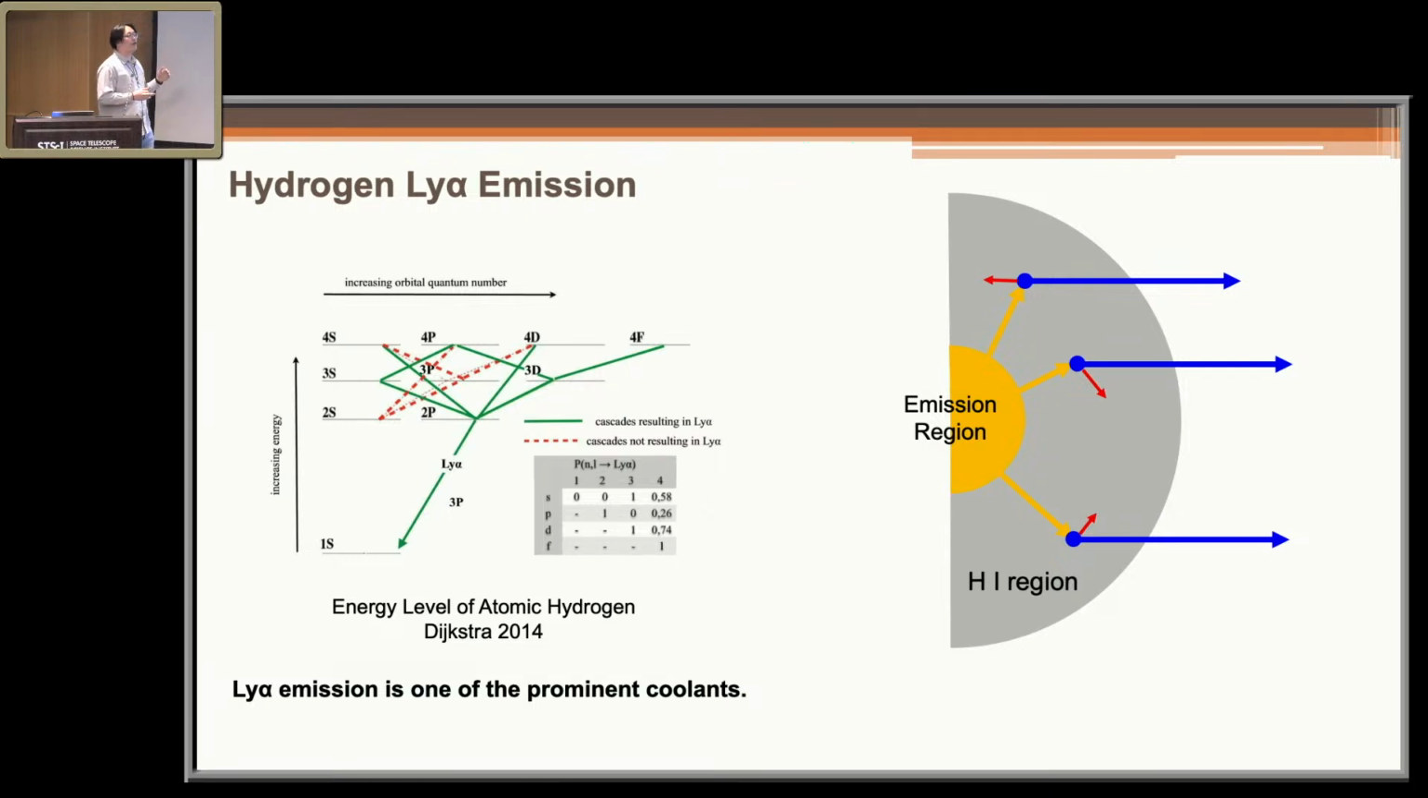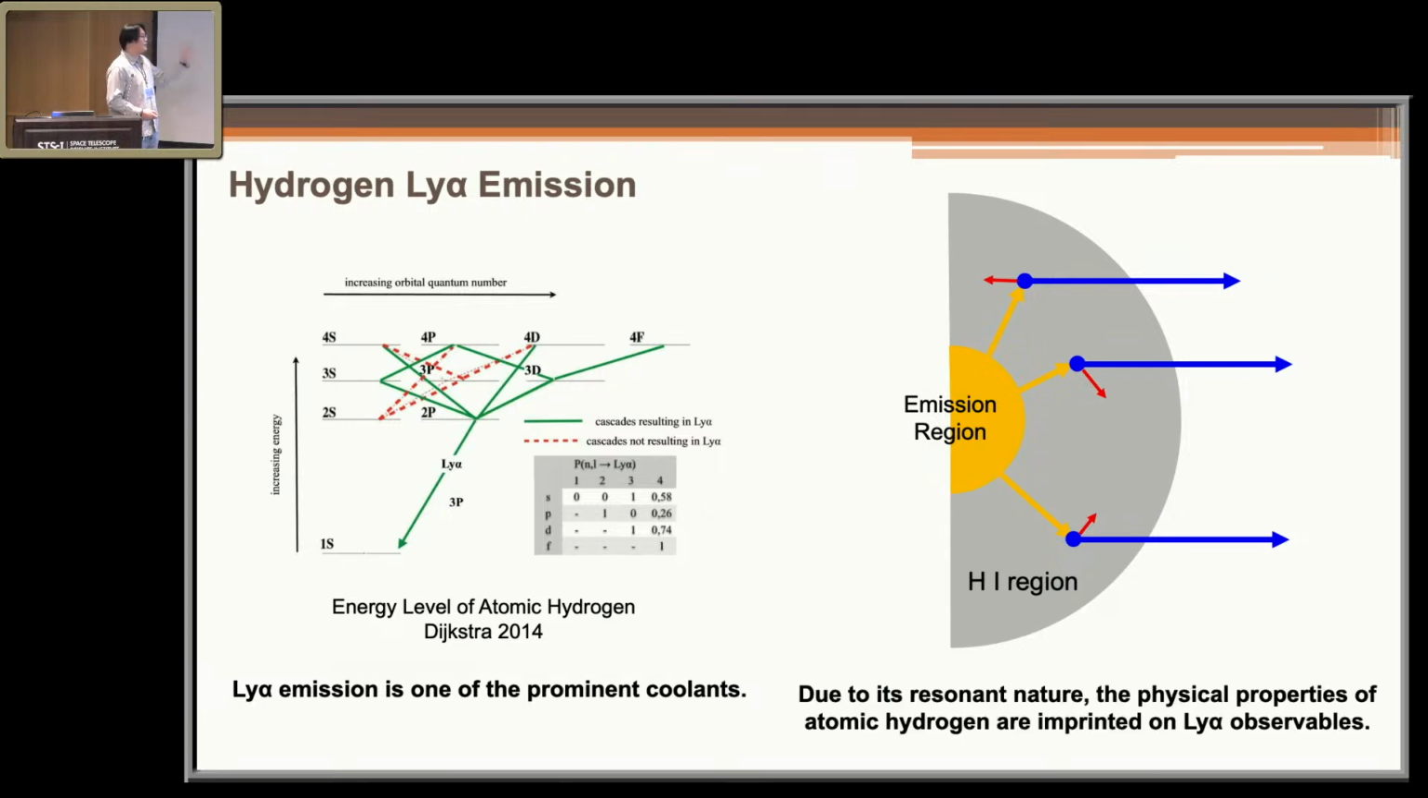If Lyman alpha goes into the cold medium, it can interact with the neutral hydrogen. We call this scattering, and because of this process we say it has a resonant nature. Due to this resonant nature, the physical properties of the HI region are imprinted on the Lyman alpha observables. The scattering process causes three observable effects: spatially extended emission, a complicated spectral profile, and polarization.